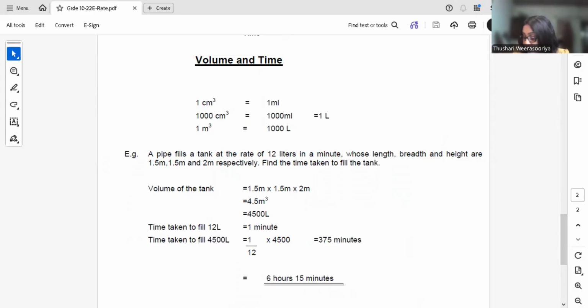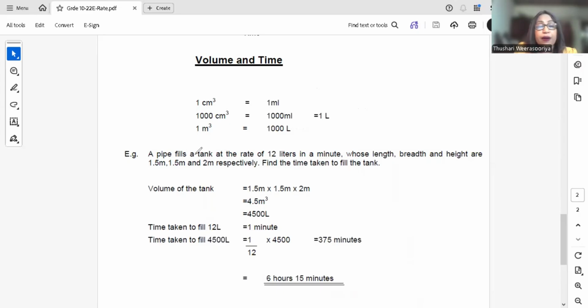Now we'll see the relation between cubic centimeters and liters. 1 cubic centimeter equals 1 milliliter. That's the easiest relation. 1,000 cubic centimeters equals 1,000 milliliters, that equals 1 liter. 1 cubic meter equals 1,000 liters. Got it? That's how you find the volume. You have done in smaller grades how to convert cubic centimeters into milliliters.